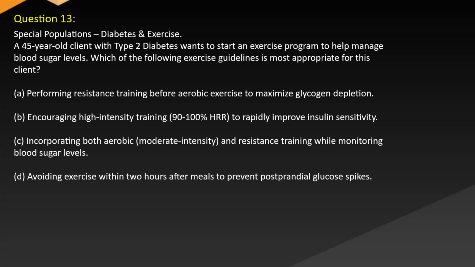A. Performing resistance training before aerobic exercise to maximize glycogen depletion. B. Encouraging high-intensity training, 90-100% HRmax, to rapidly improve insulin sensitivity. C. Incorporating both aerobic moderate intensity and resistance training while monitoring blood sugar levels. D. Avoiding exercise within 2 hours after meals to prevent postprandial glucose spikes.